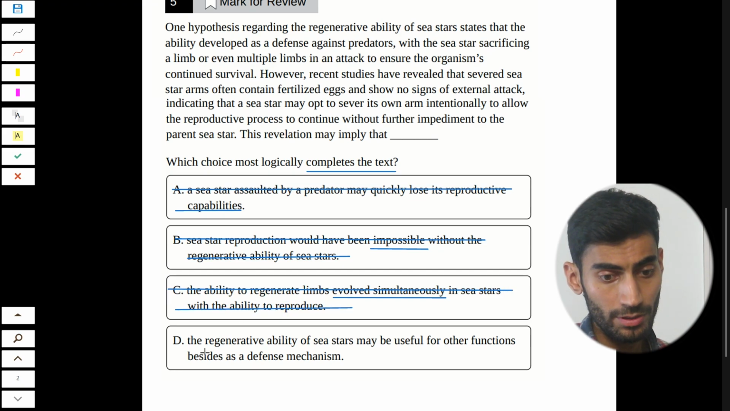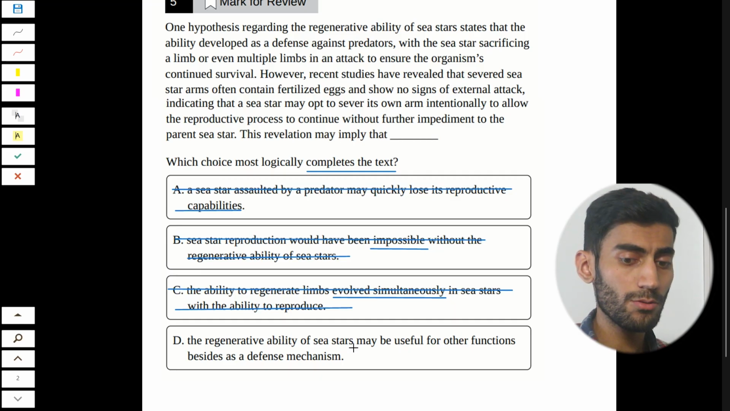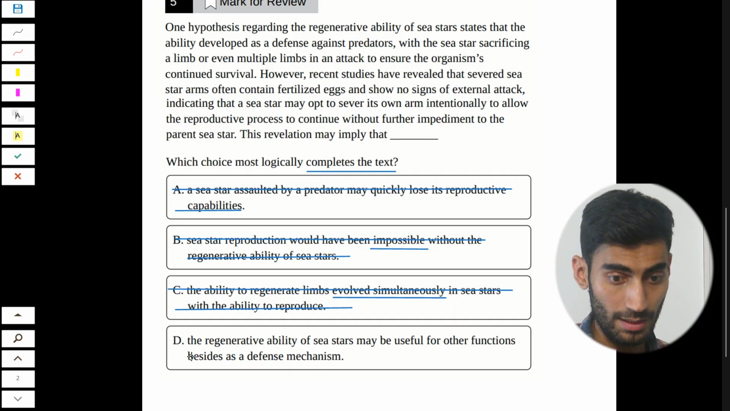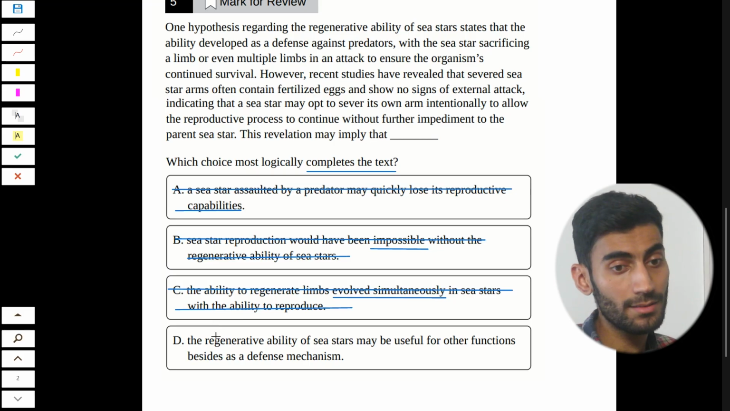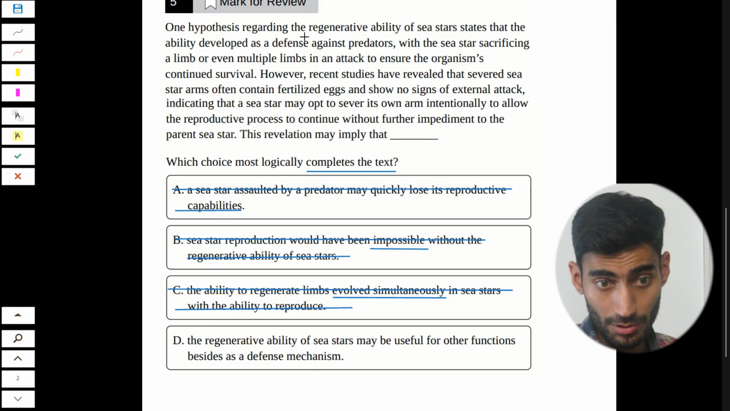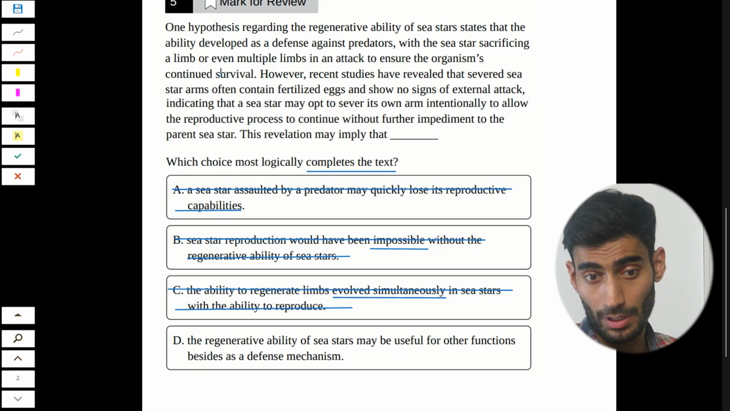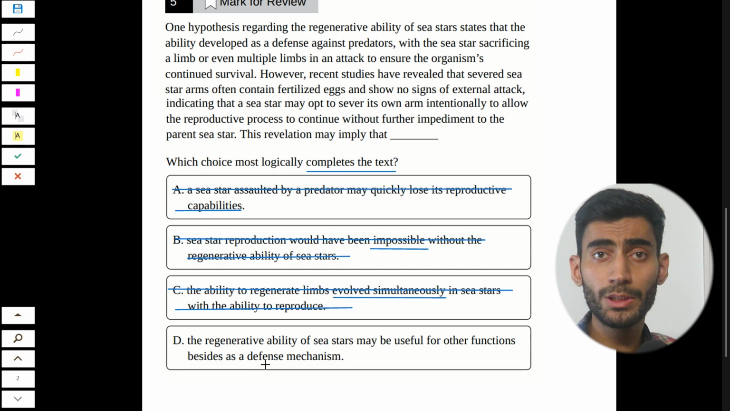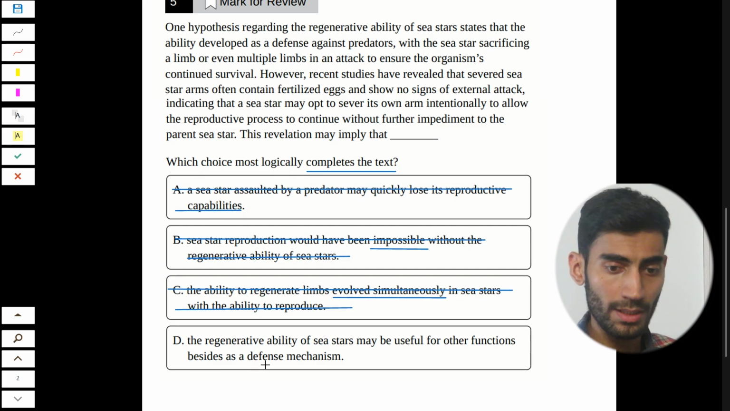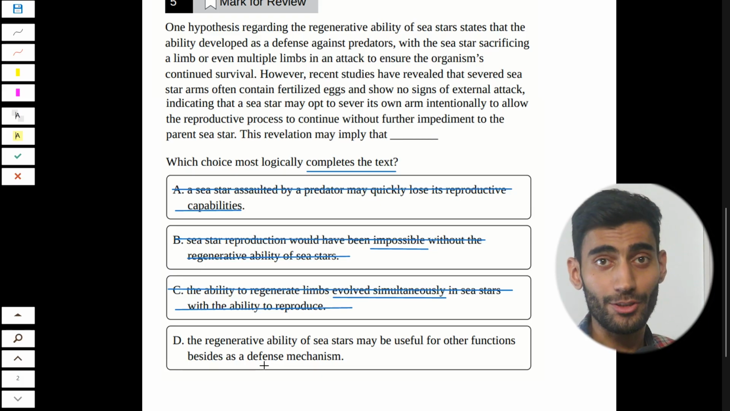Choice D says the regenerative ability of sea stars may be useful for other functions besides as a defense mechanism. This is exactly what the text says. One hypothesis said that it's for defense against predators, but then later we found out that it contains fertilized eggs and can be used for reproduction. So that showed us that this ability may be useful for other functions besides as a defense mechanism. That's simply the case, and we are sure about this, and there is no extreme language to cross this one out. Option D is the correct answer.